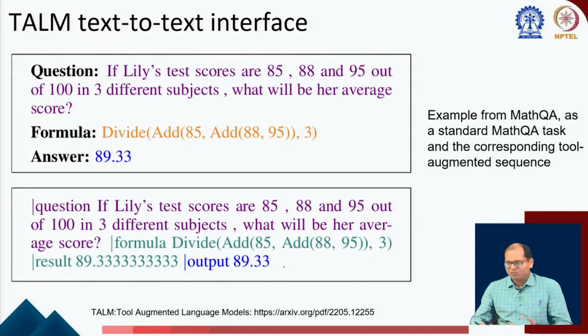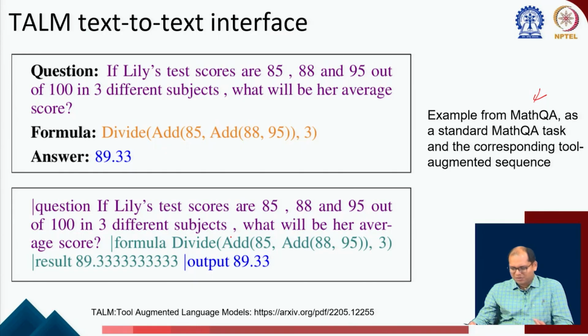Okay. And what's the interface? Like, this is the Math QA dataset example. So your question is, if Lily's test scores are 85, 88 and 95 out of 100 in 3 different subjects, what will be her average score?